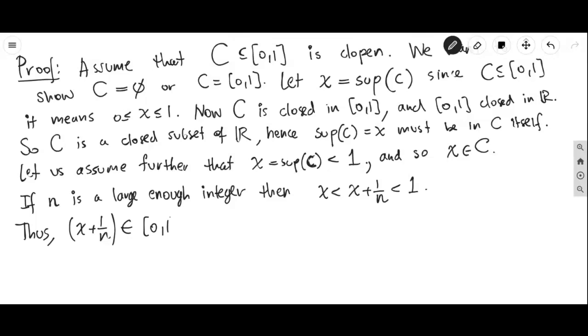So you would take [0, 1], and you would take the complement. So why is it in the complement? Here's the reason. x is the supremum. This is the largest number in C. When you do x + 1/n, this is larger than the largest number in C. So it is not in C. And also, it's smaller than 1. So it's somewhere in the interval from 0 to 1. So whatever this is, it has to be in here. So we have this for sufficiently large n, so if the n is large enough.